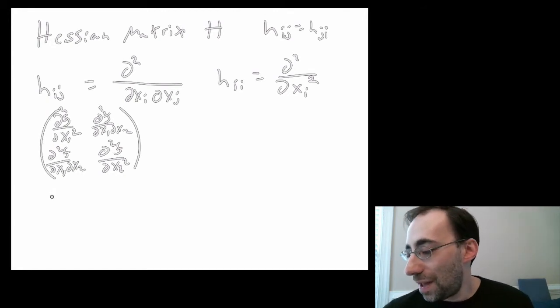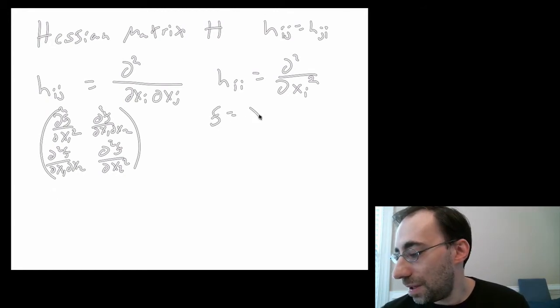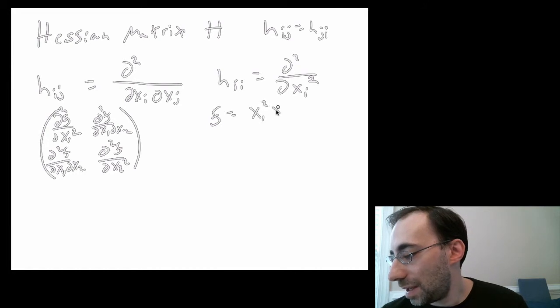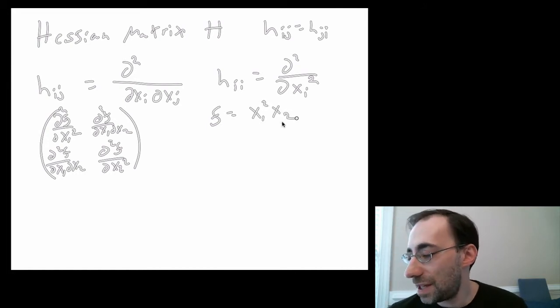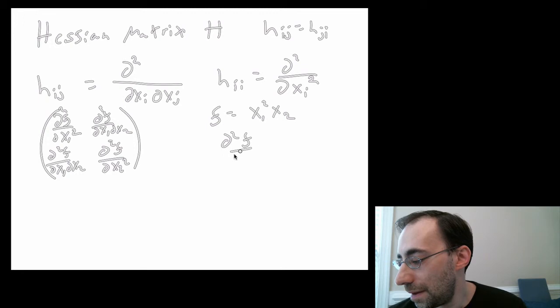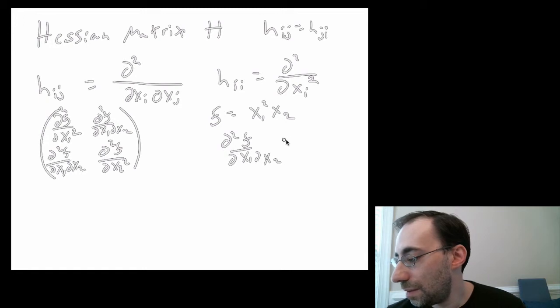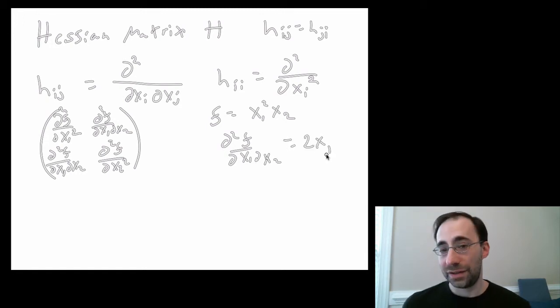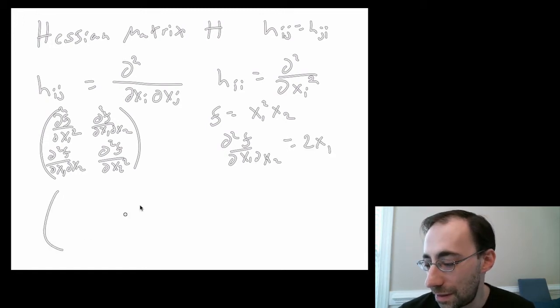Let's do a quick example of that. If f is going to be x1, let's go back to this one again. We already said that the cross partial of this thing, sorry, with respect to x1 and x2, was going to be 2x1. That gives us the off-diagonal elements.